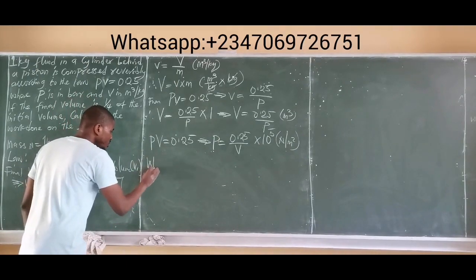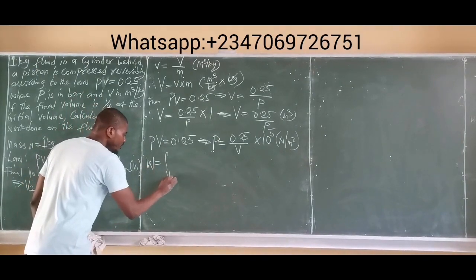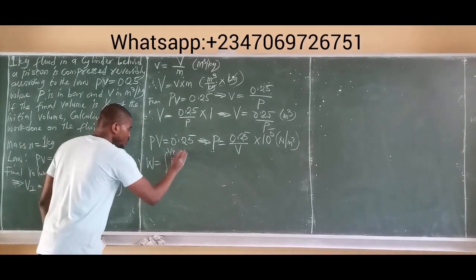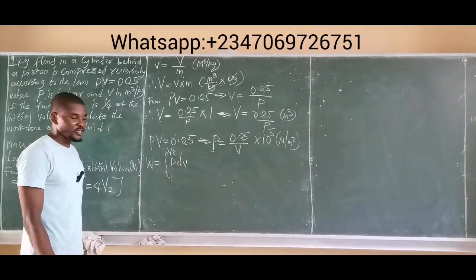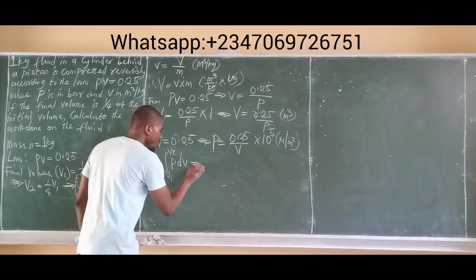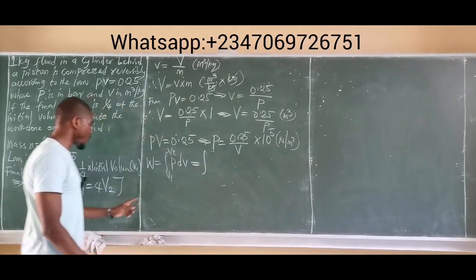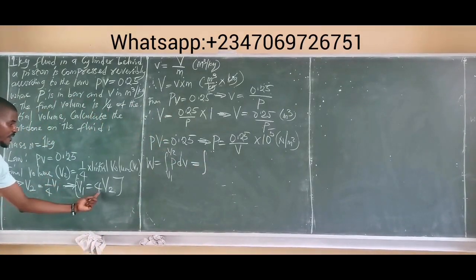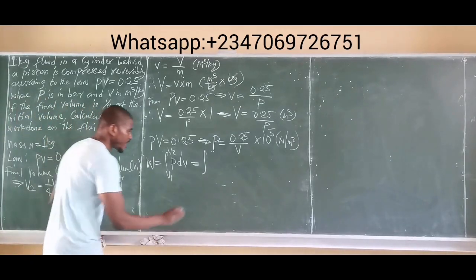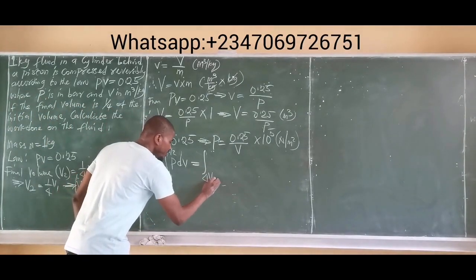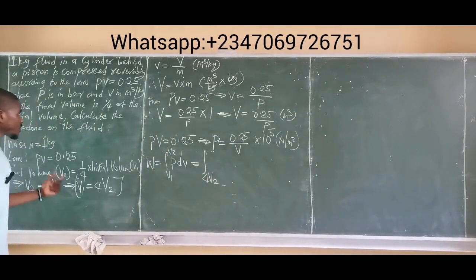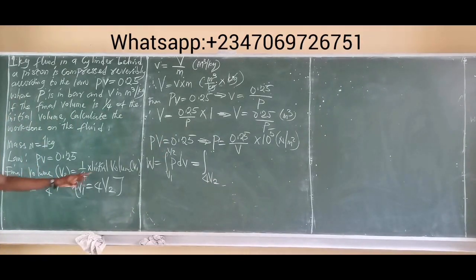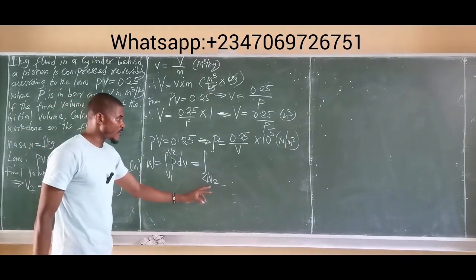Remember, work done is equal to the integral from V1 to V2 of pressure times change in volume, or PdV. So this is simply equal to the integral. What is V1? V1 is simply 4V2. So you keep it here. V1 is 4V2 from the condition. If the final volume is 1/4 of the initial volume, we converted this by saying V1 equals 4V2. So in place of V1, we have 4V2.